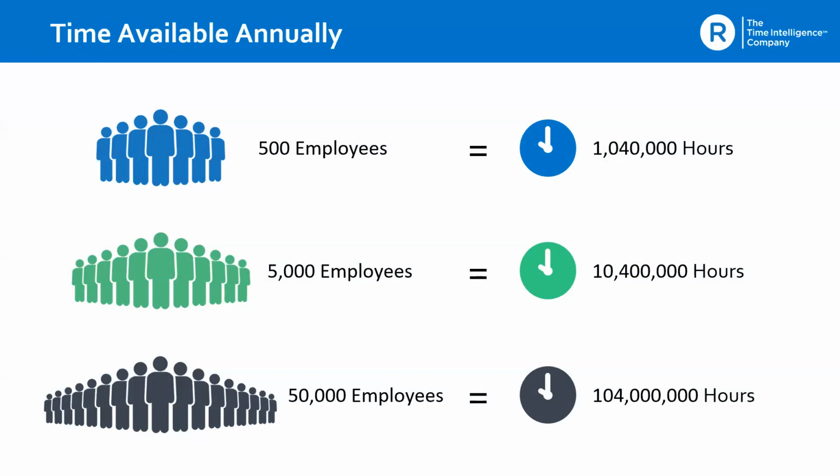And for 50,000 employees, you have about 104 million hours available per year. And that is so much time. That is way too much time for anyone to track manually. And what makes dealing with this time so complicated, you may ask?